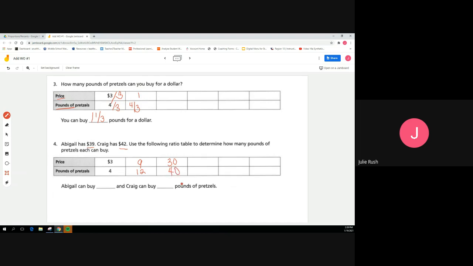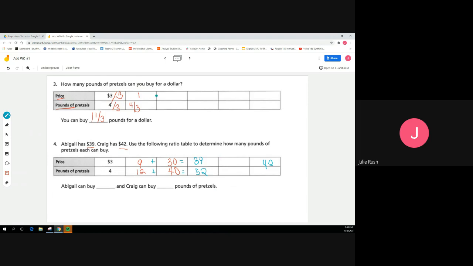Now all I had to do was add 30 plus 9 and 12 plus 40. So for $39, I can buy 52 pounds of pretzels. That's a lot of pretzels. Okay. So now I'm at 52. I want to go down. So 52 pounds of pretzels at $39. I want to go to $42. So I'm looking for a target of 42 here.